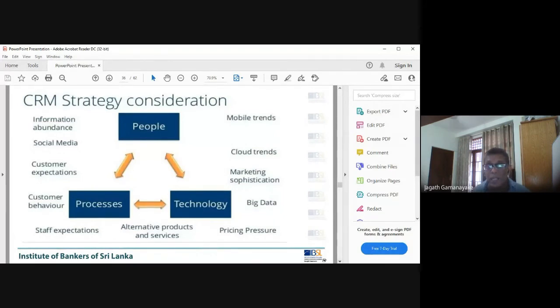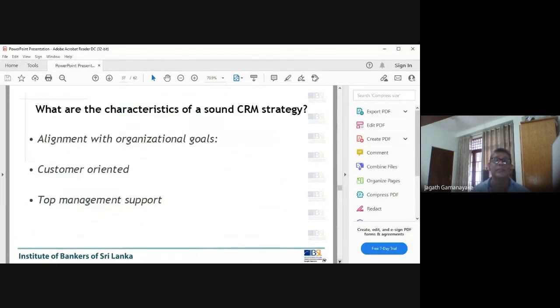Okay, so having understood that, what are the characteristics of a sound CRM strategy? Now, as I explained to you, a good CRM strategy has to be aligned with the organization's goals. I explained that your internal integrated risk management needs to be aligned with your corporate strategy. Likewise, the CRM strategy also needs to be incorporated in line with your organization's goals, right? And also, as I explained to you, it should be customer oriented, right? Everything pivots on the customer. And of course, you need to have management support. Any strategy, as I explained to you, needs management support.